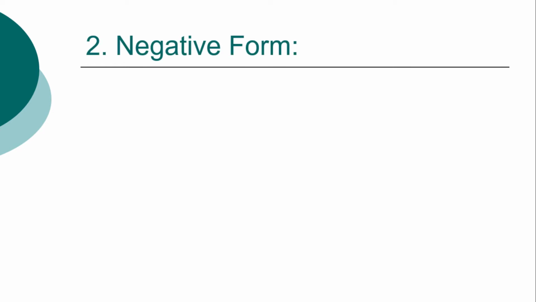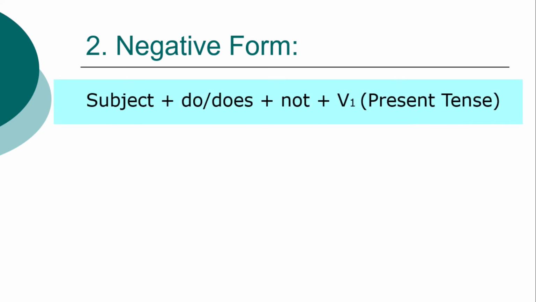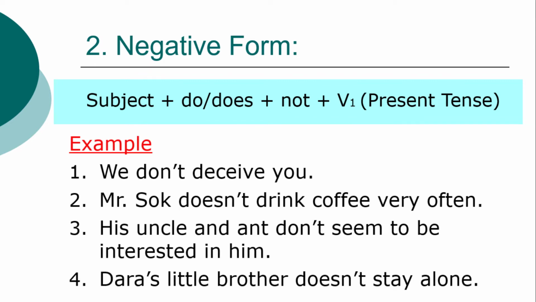The negative form of present simple is subject plus do or does plus not plus verb 1. Example, we don't divide you. So we is the subject, don't is do plus not, and divide is verb 1.